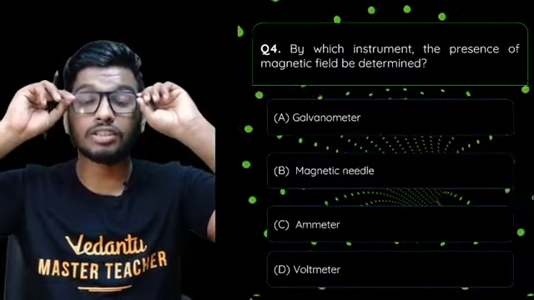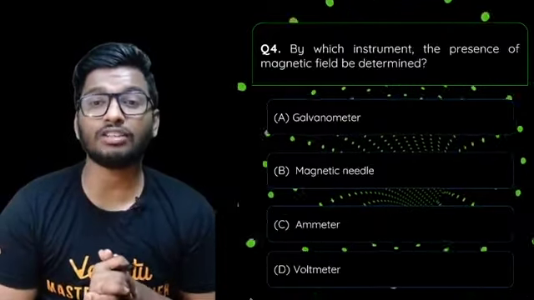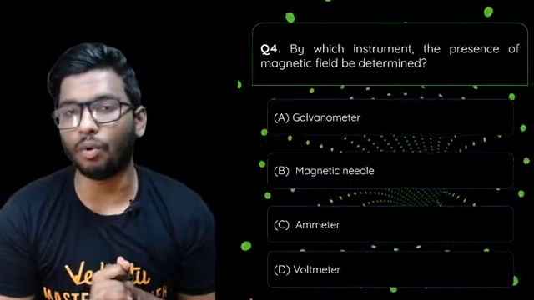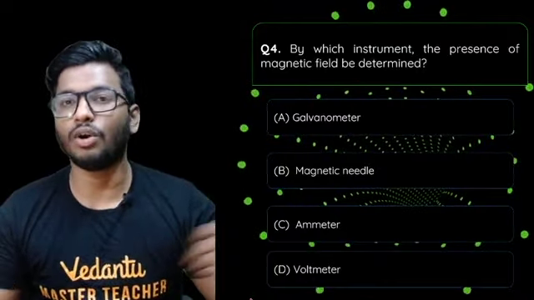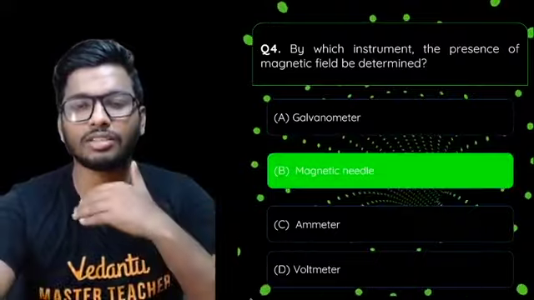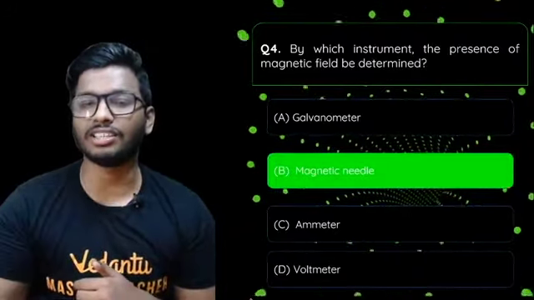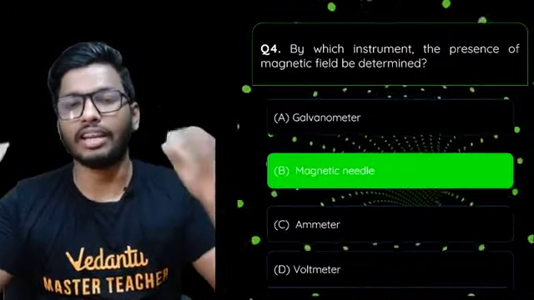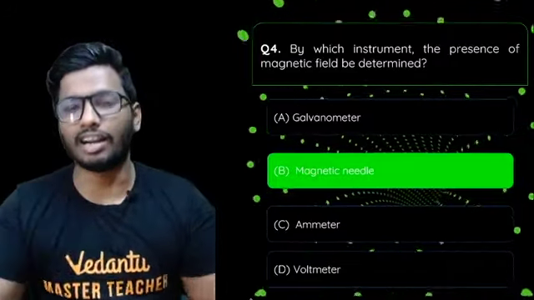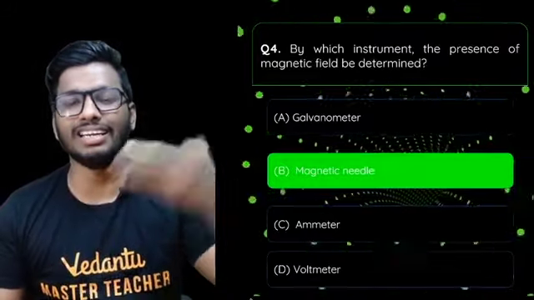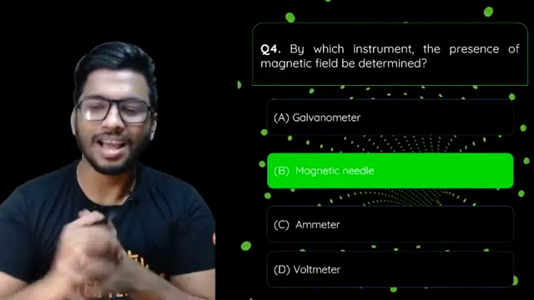The second last question: by which instrument can the presence of a magnetic field be determined? Galvanometer, magnetic needle, ammeter, or voltmeter? And the answer, you guys already know, is a magnetic needle. It's very simple. If you bring a magnetic needle near it and you see some kind of deflection, then you can clearly see that there is a magnetic field present around that particular object. You just have to bring the magnetic needle close to it. As simple as that. Last question, people.